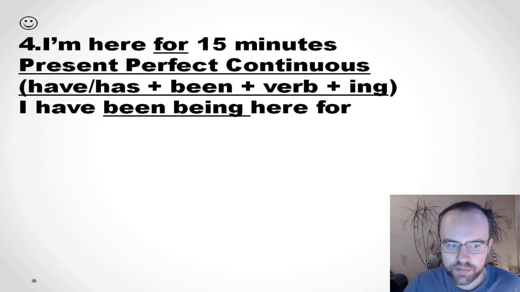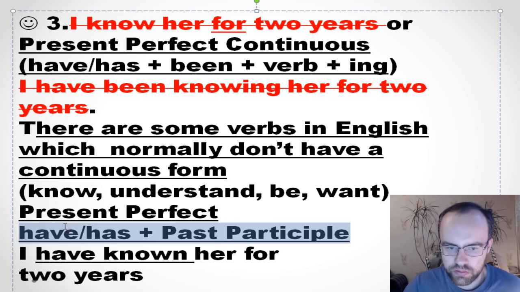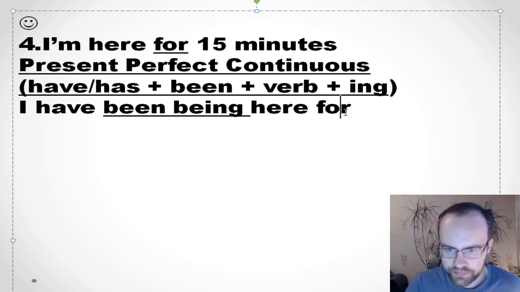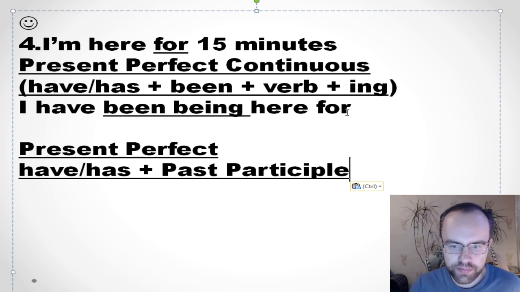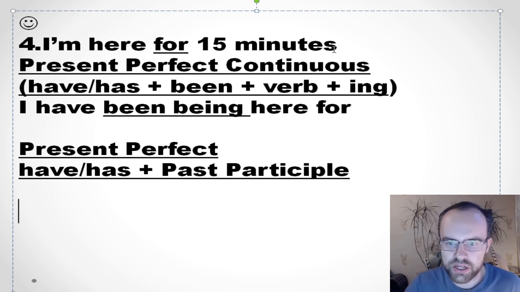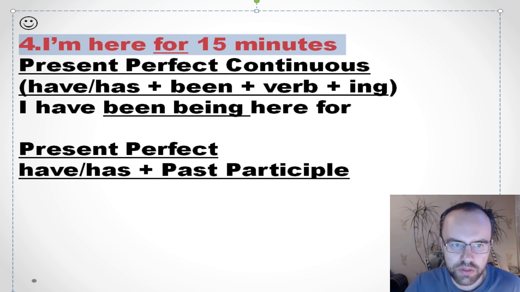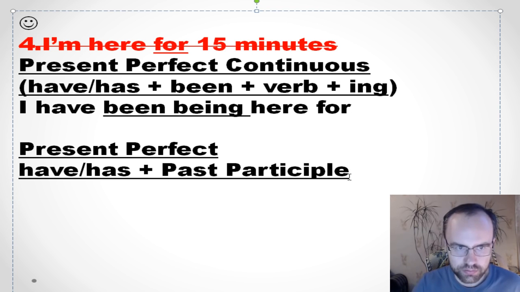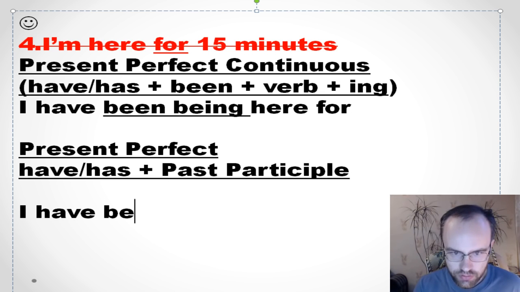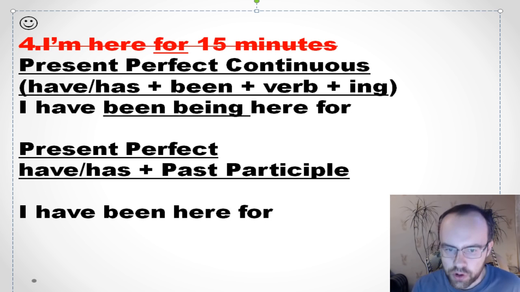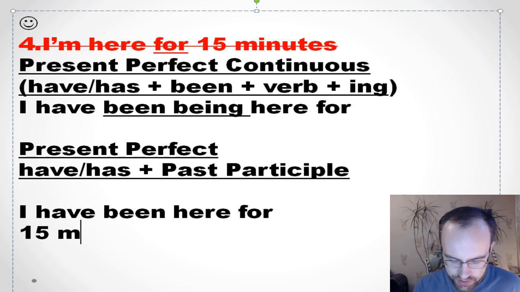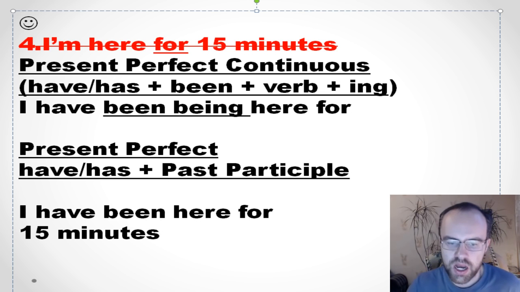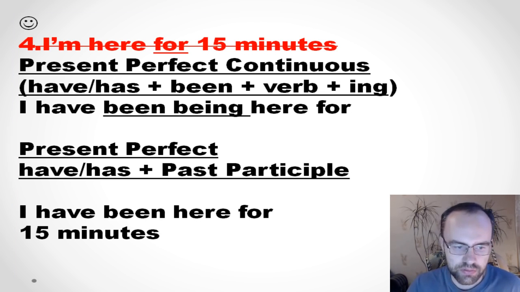So you need to use present perfect instead, okay? And you need to say, so it's incorrect, you know, and you need to say I have been here for 15 minutes, for example. I have been here for 15 minutes. Okay, next.